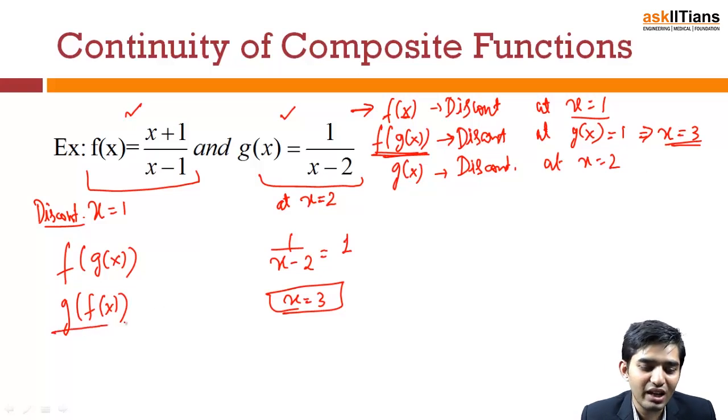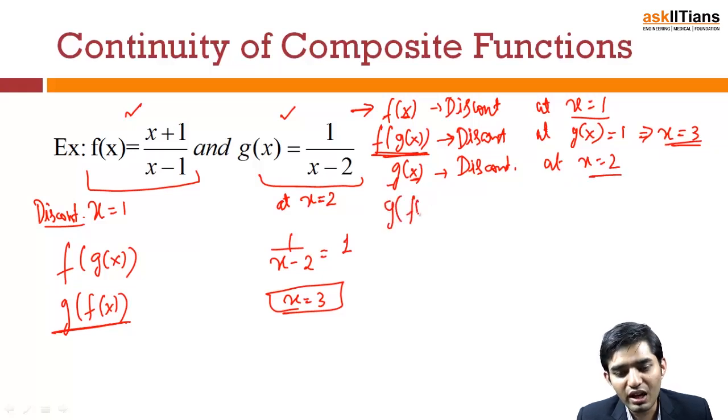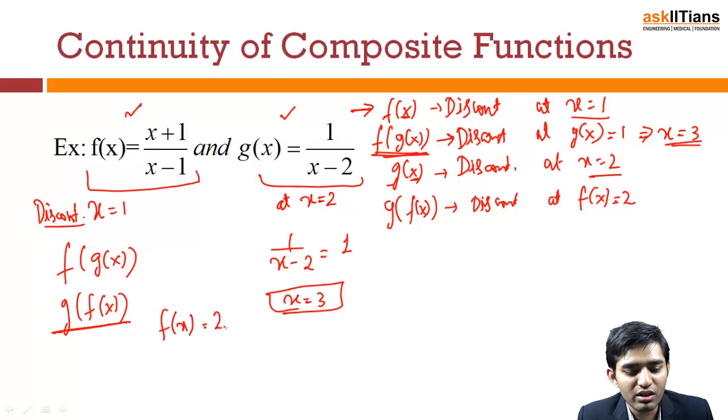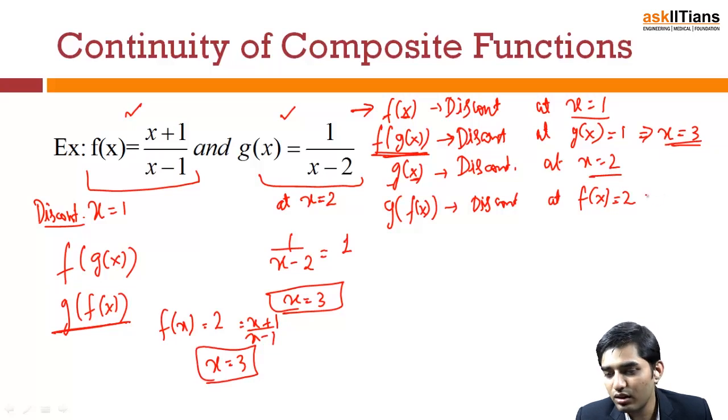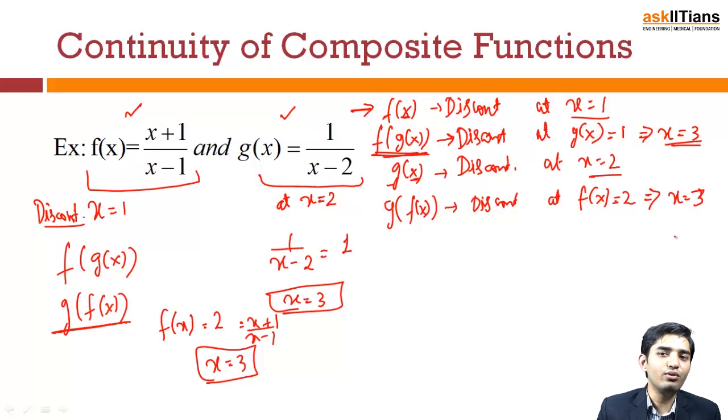And similarly, tell me where g(f(x)) will be discontinuous. See, g(x) is discontinuous at x equal to 2. So g(f(x)) will be discontinuous where f(x) equal to 2. And f(x) equal to 2 means (x + 1) divided by (x - 1) equal to 2, and if you solve this, again you will get x equal to 3 only. So like this you can find out the continuity or the discontinuity of composite functions also. I hope this part is clear to you.